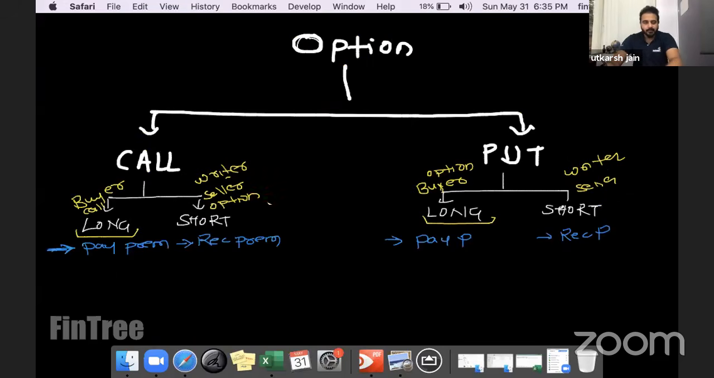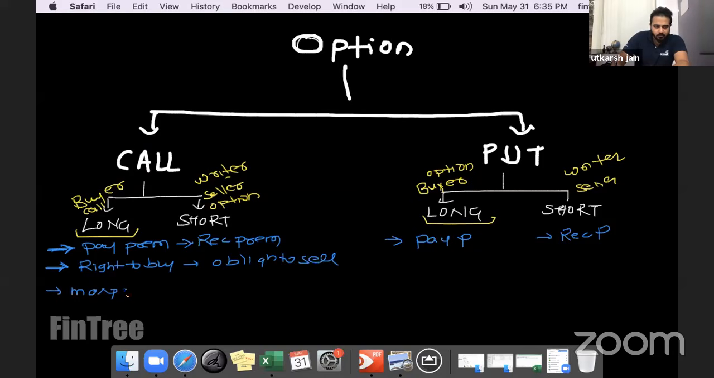So let's come back to our flow chart and do a little bit of fill in the blanks here. If you're a long call, you have a right to buy. And if you're a short call, you have an obligation to sell. So long call, right to buy, short call, obligation to sell. Then what is the maximum profit for a long call? In theory, if things go well, how much profit can you make? Unlimited, right? Infinite. There is no limit on that.